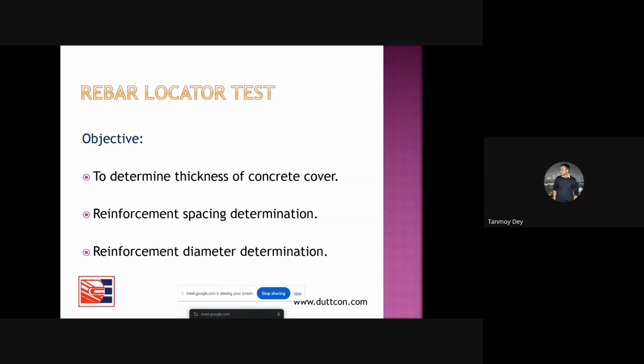This core cutting, I have already told about the rebar locator. One particular instrument is called a profometer. This is an advanced version of the rebar locator. Here we can find out, more or less accurately, the diameter of the TMT bar, the rod. Though the spacing matters, and if it is not uniform, or the design is not judiciously done, it may give wrong information, but somehow we can find it out. Next.